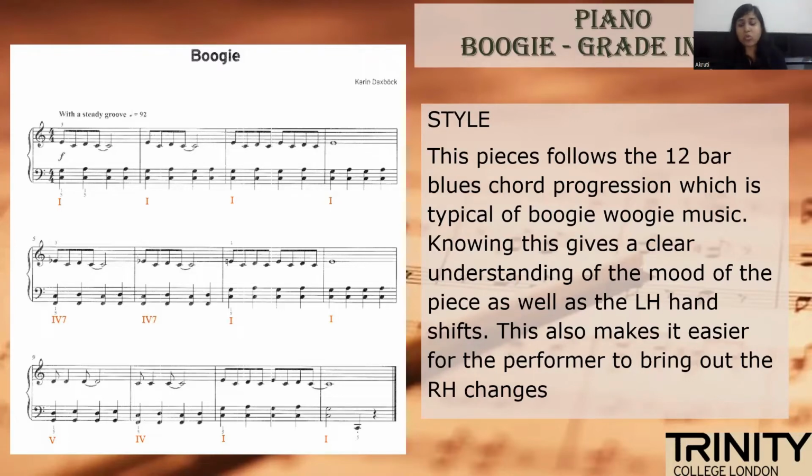Now, there is also a note in the end, which is 2 ledger lines down, which might be difficult for an initial grade student to read. But if they know that this bar is in C major, the tonic triad, and it ends in C major, then they would easily be able to remember to play that C at the bottom.